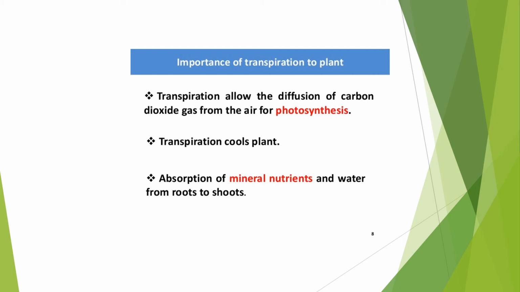For example, photosynthesis only produces carbohydrates. So in order to get minerals like phosphates, nitrates, it's only through the process of transpiration that the plants absorb those minerals along with the water.